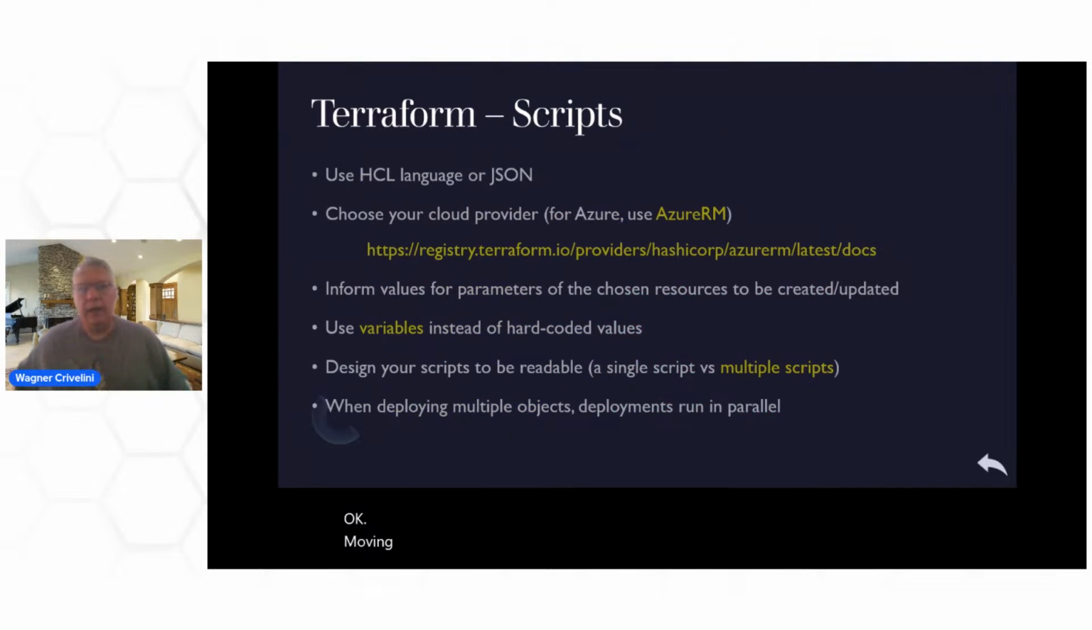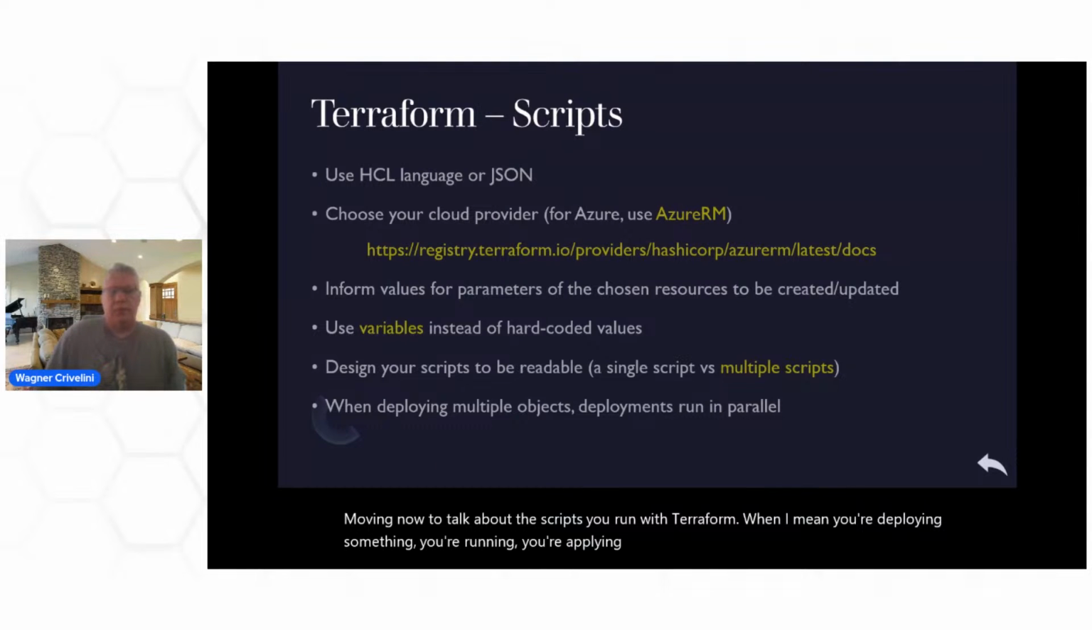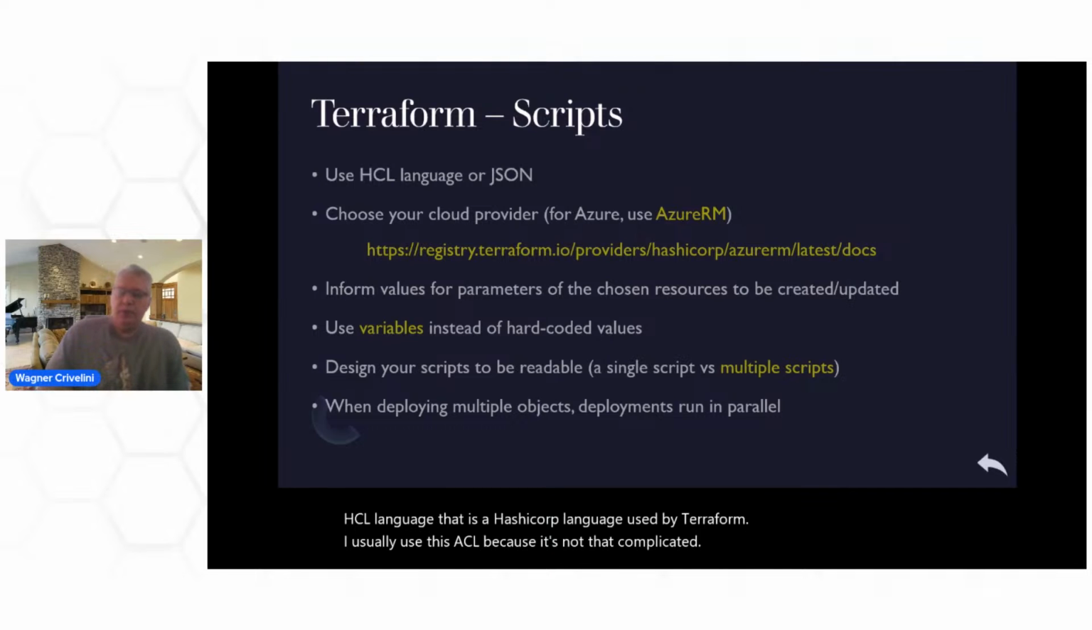Moving now to talk about the scripts you run with Terraform. When you're deploying something, you're applying a script you have written before. And these are some important topics to keep in mind. You can create those scripts either in JSON or the HCL language, that is a HashiCorp language used by Terraform. I usually use HCL because it's not that complicated, and you avoid a lot of information you need to repeat in JSON configuration, okay?